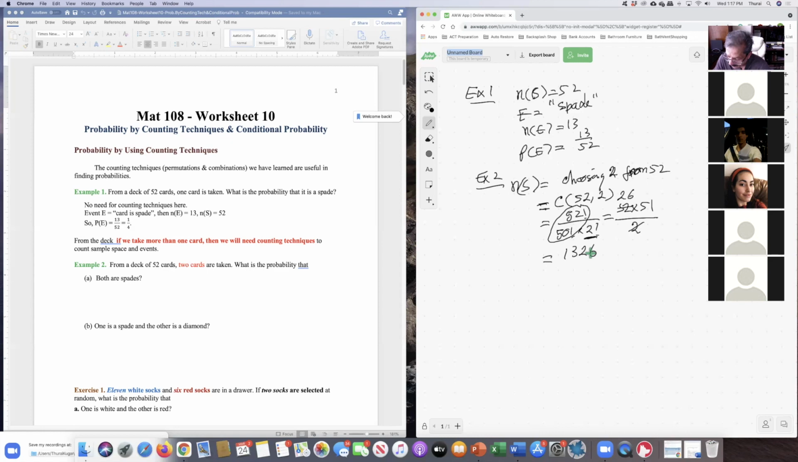The event that we are trying to find the probability of is both are spades.